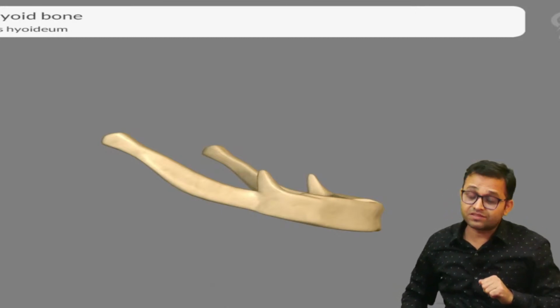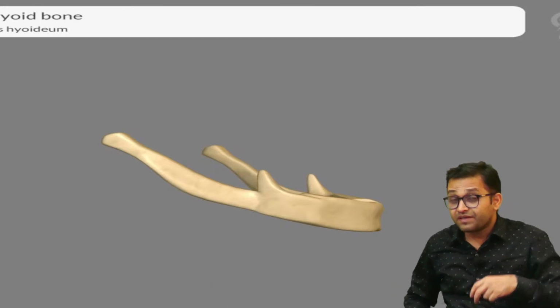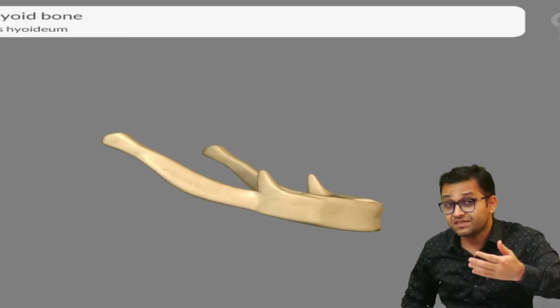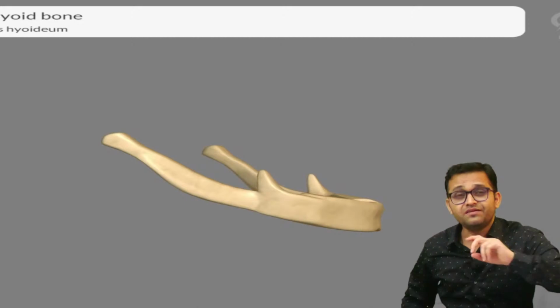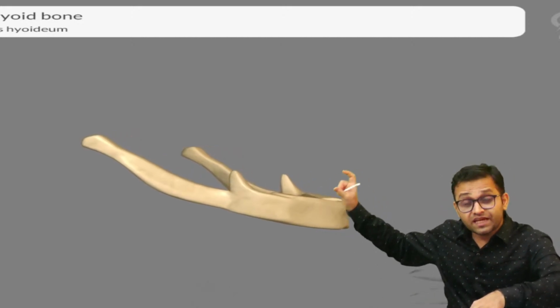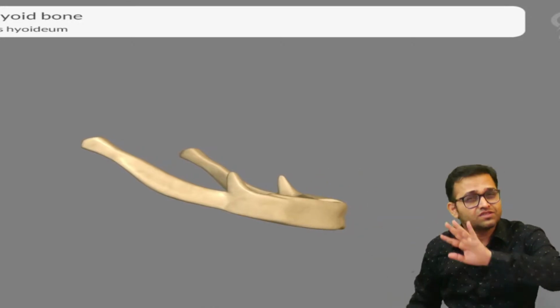Now, catch this point. Sir, it is formed by what? It is formed by the pharyngeal arches. In the pharyngeal apparatus embryology part, I taught that it is derived from the second pharyngeal arch as well as the third pharyngeal arch. Complete.